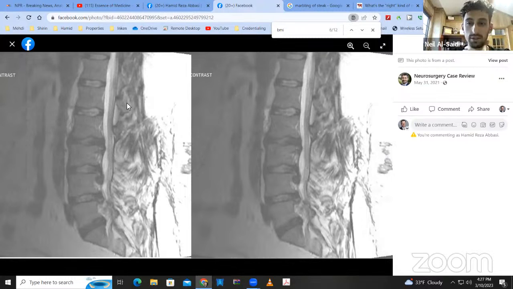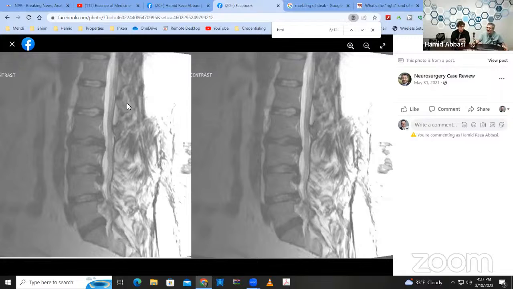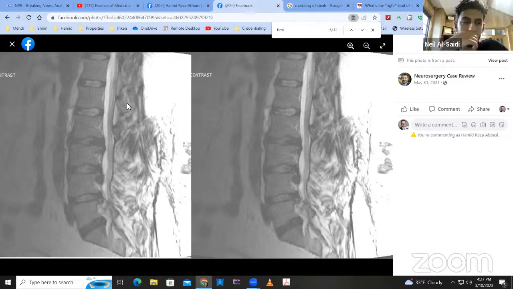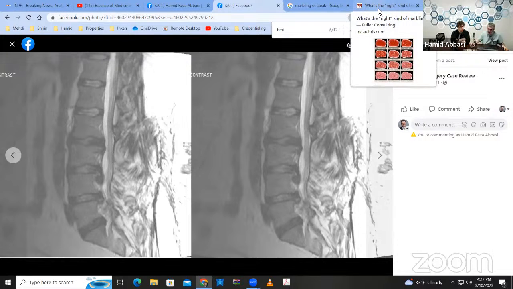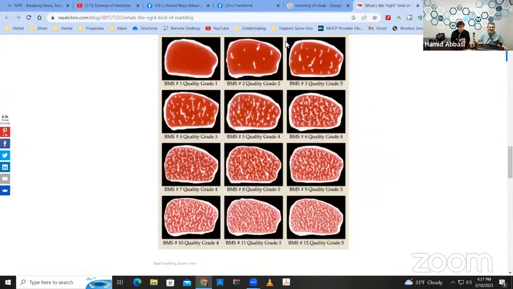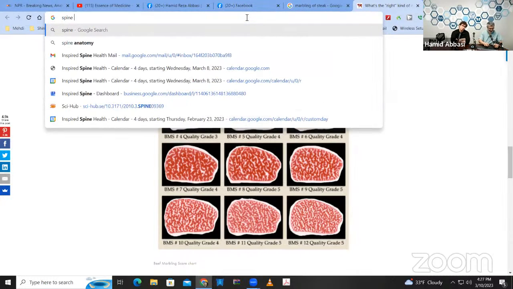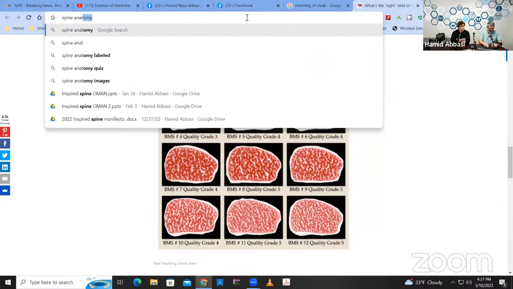Would that be the erector spinae muscles? No, the erector spinae muscle wouldn't be there. Right in the middle of the spine, posterior. Would that be the ligament that connects the spinous processes? There is definitely some ligament, but before even the ligament, let's see, spine anatomy.